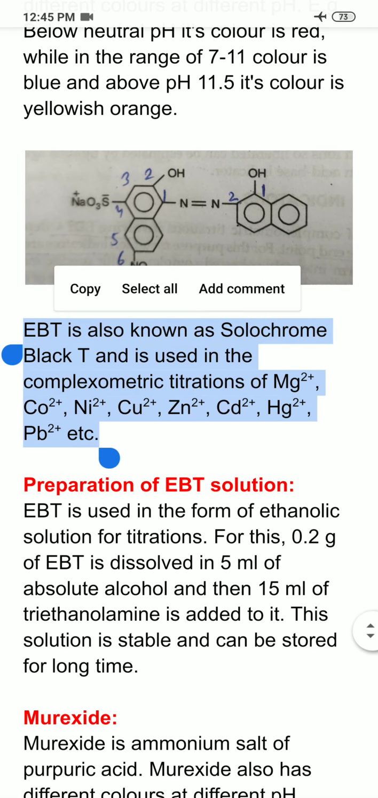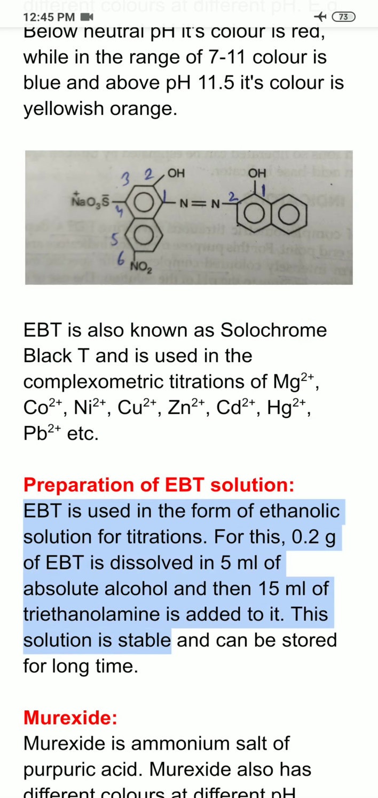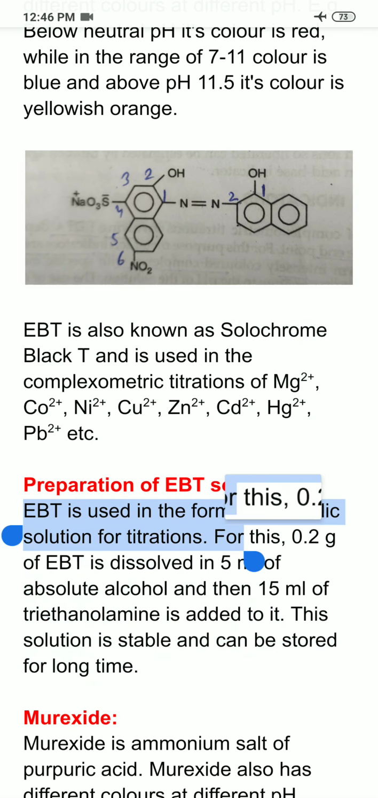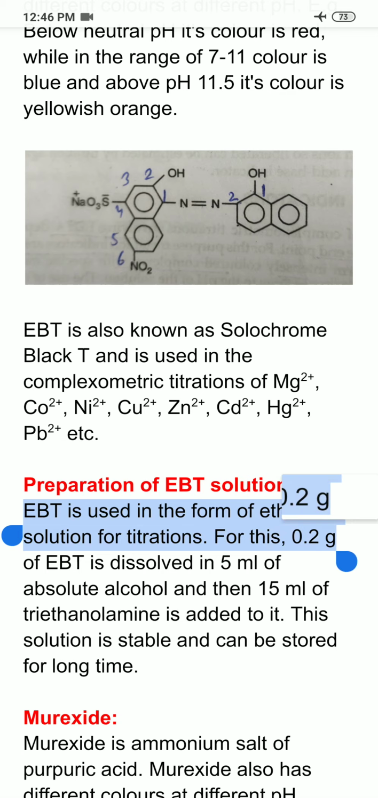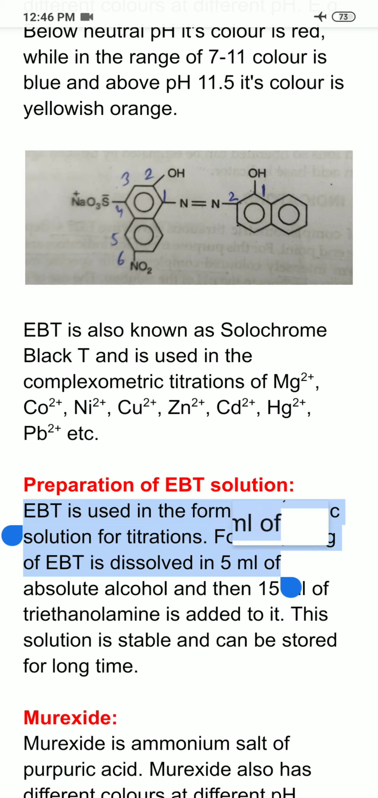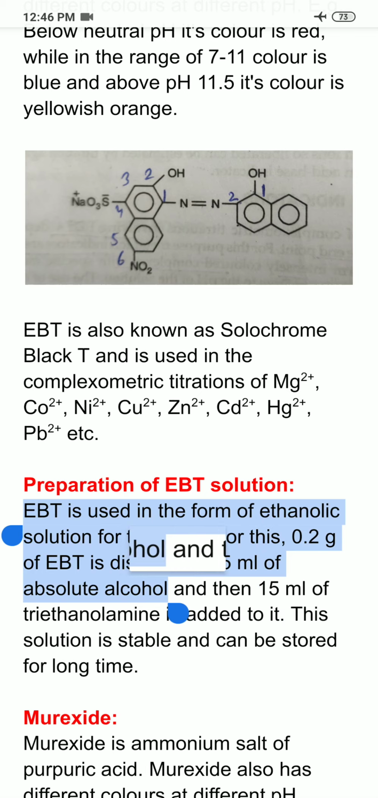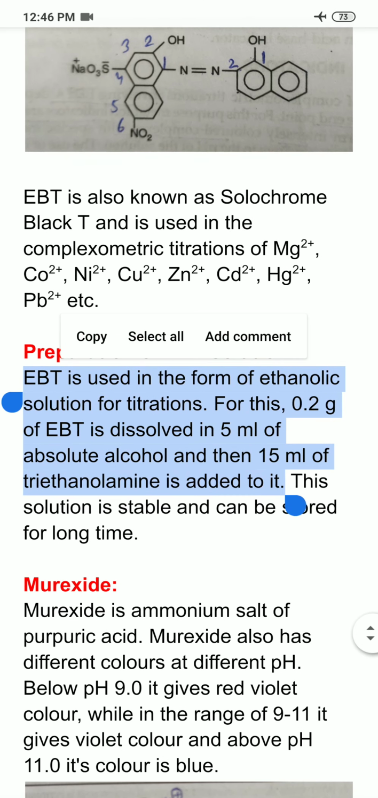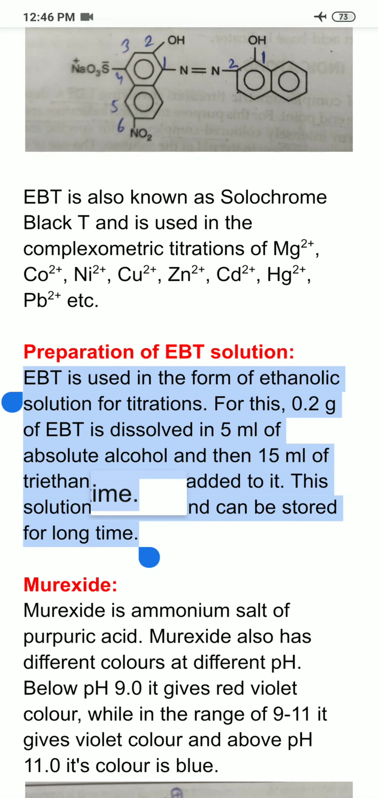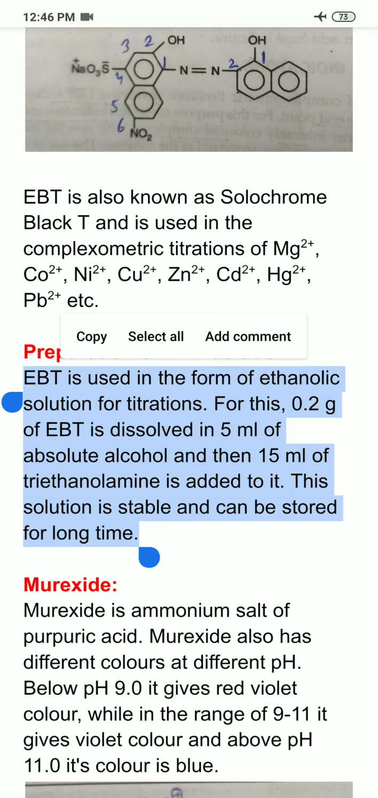Now next is preparation of Eriochrome Black T indicator solution. For using Eriochrome Black T, it is generally used in the form of an ethanolic or alcoholic solution for the titration. Alcoholic means you can use ethanol or methanol also. So for preparing Eriochrome Black T, we need to take 0.2 grams of Eriochrome Black T and dissolve it in 5 ml of absolute alcohol, and then 15 ml of triethanolamine is added to this. This solution is stable and can be stored for a long time. So this is how you can prepare Eriochrome Black T.